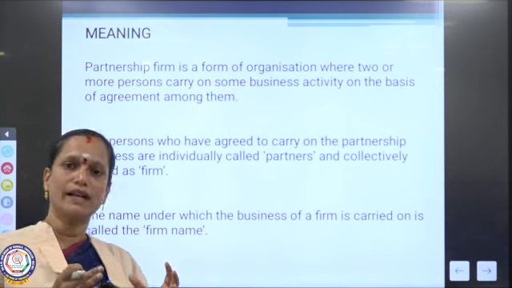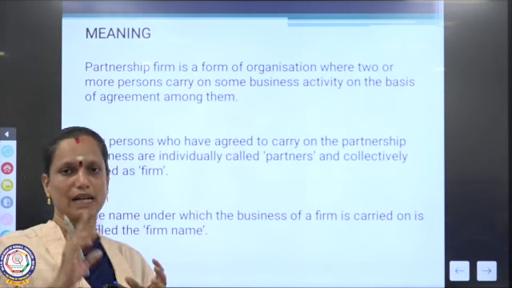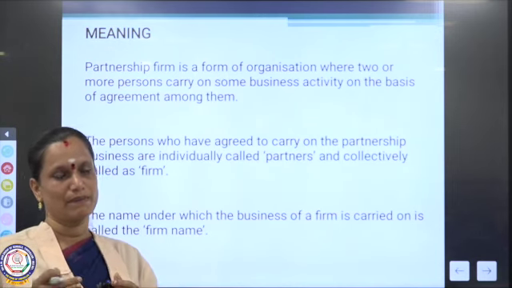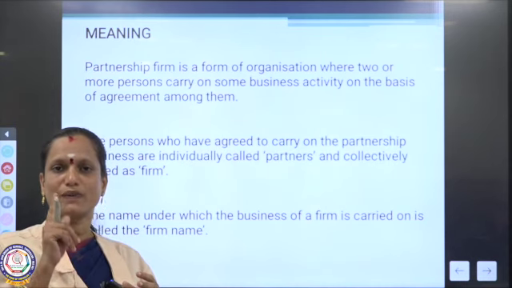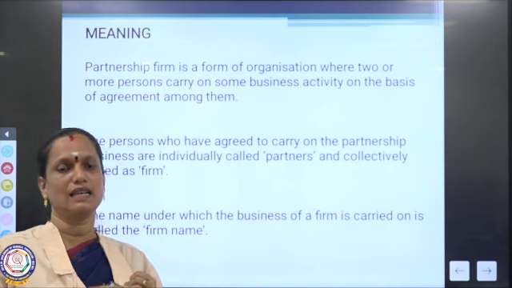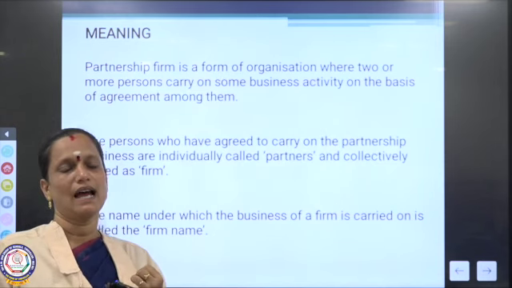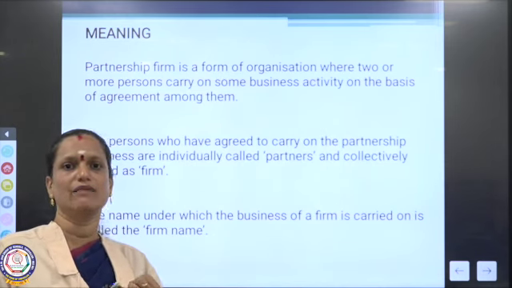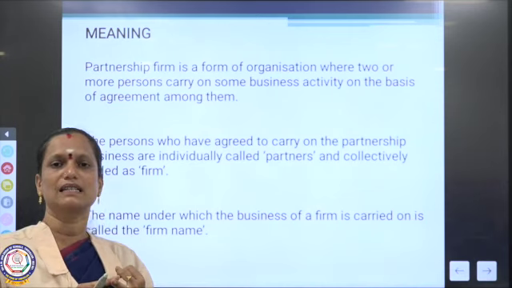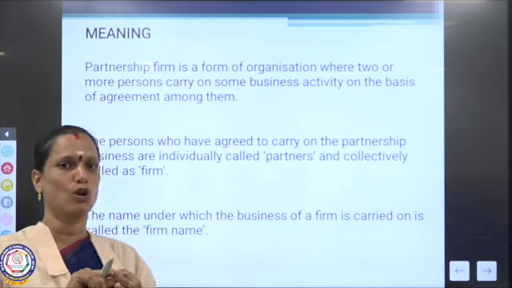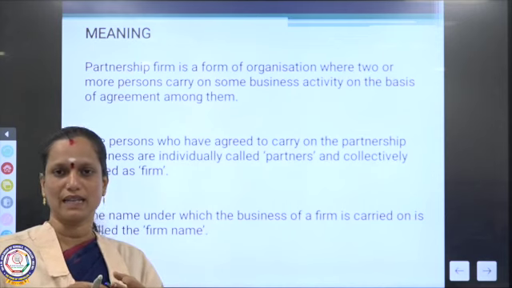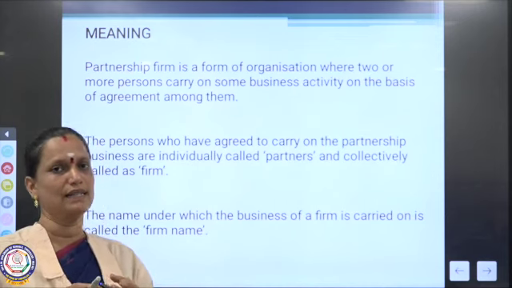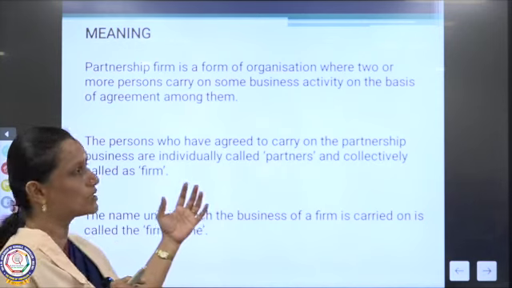Okay. In a sole trader, he is the only person running the business. So many drawbacks will be there in the sole trader. Because only one person is there, he is bearing all the risk, he is the only one investing the capital, and he is managing all the business activities. So many drawbacks will be there in the sole trading concern. That is why the partnership was formed.